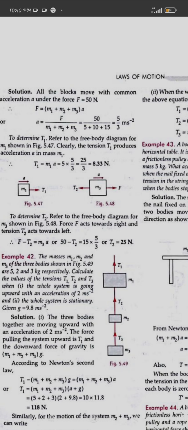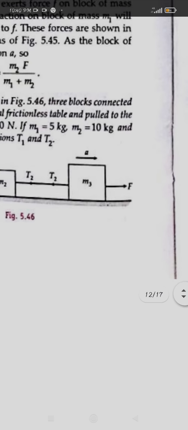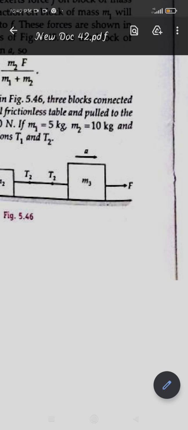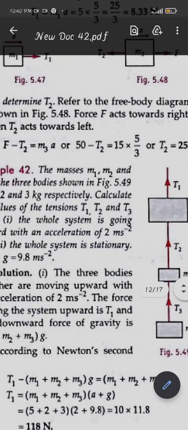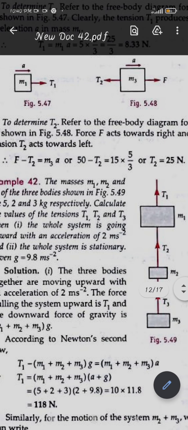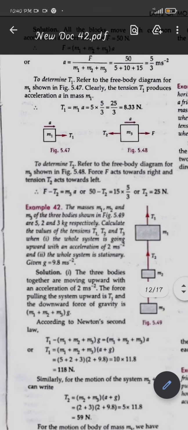So F will be equal to m3a, that is m3's acceleration in the same direction. So m3a is equal to T2. So m3a will be equal to T2. So m3 minus T will be equal to force. So I can find out the tension in the string due to these masses.